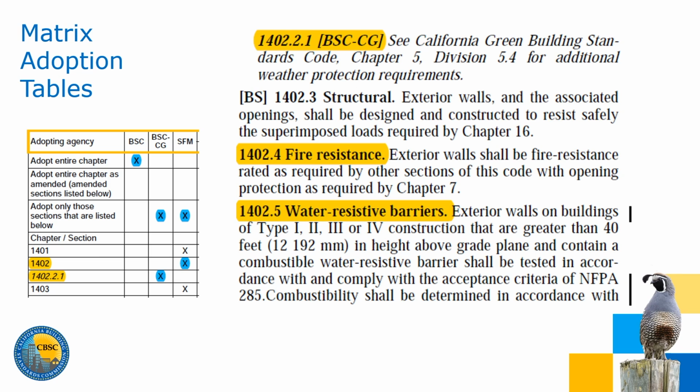SFM adopts section 1402 with all its subsections, but not 1402.2.1, which means SFM requires all the model code language, not italics, in subsections of section 1402 to be applied to all occupancies under its authority. And section 1402.2.1 is a typical pointer, which contains a reference to CalGreen indicated by the BSC-CG banner and is printed in italics.